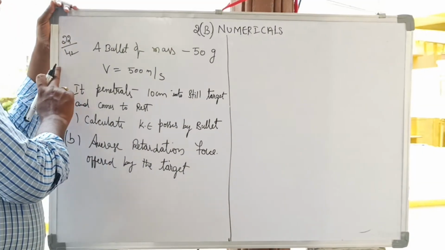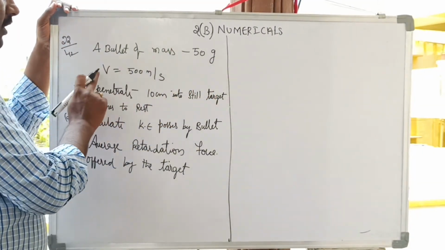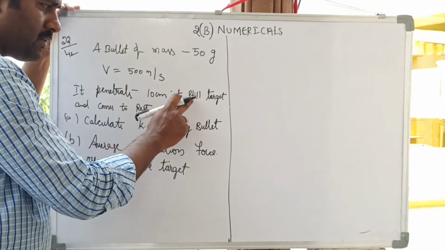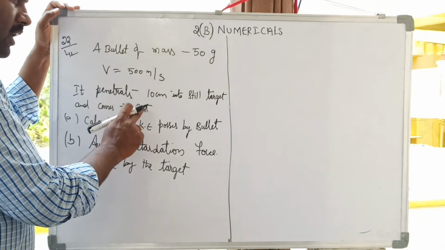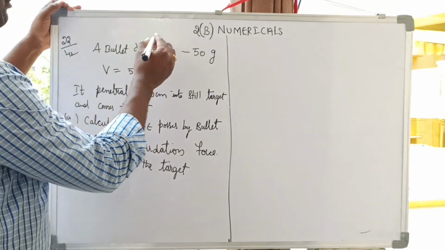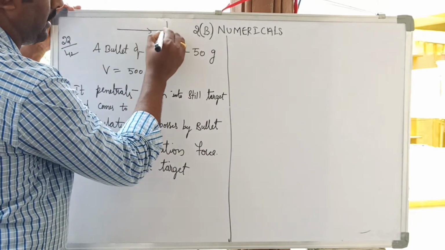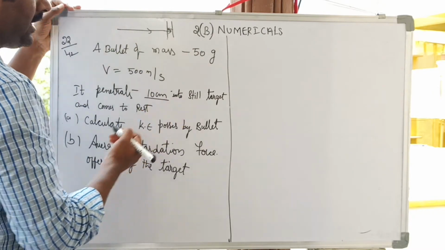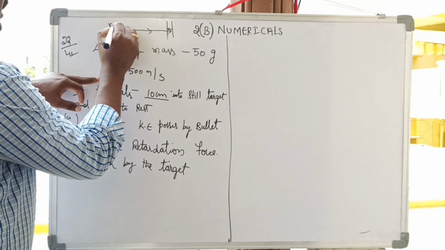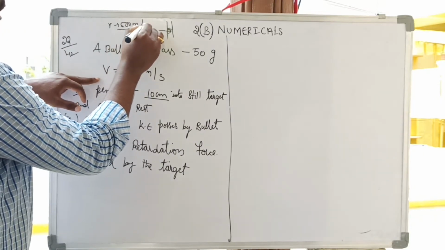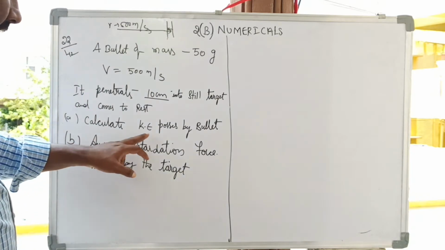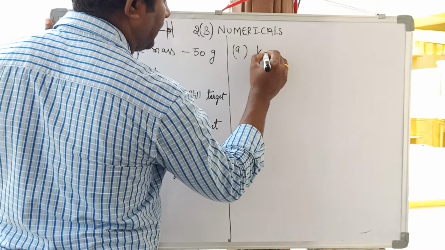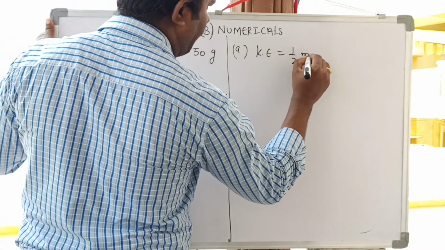So, the 22nd problem: a bullet of mass 50 grams and velocity 500 meters per second penetrates 10 centimeters into a still target and comes to rest. So the bullet penetrates the target up to 10 centimeters, and the velocity of the bullet is 500 meters per second. First, we calculate the kinetic energy possessed by the bullet. We know that kinetic energy is equal to half m v square.